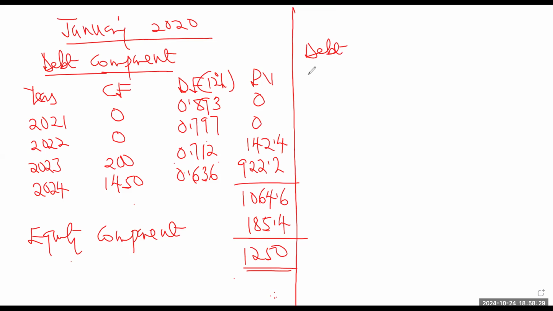185.4. How we got 185.4? Sir, I know he's asking of the equity component. Yeah, who mentioned the 185.4? Sir, please, I did. So how did you get it?